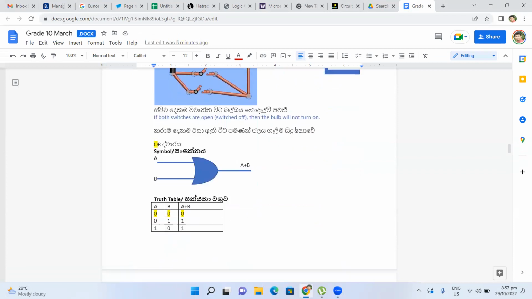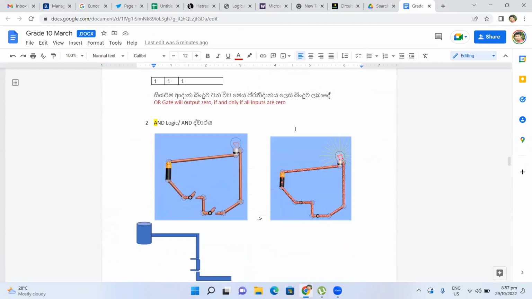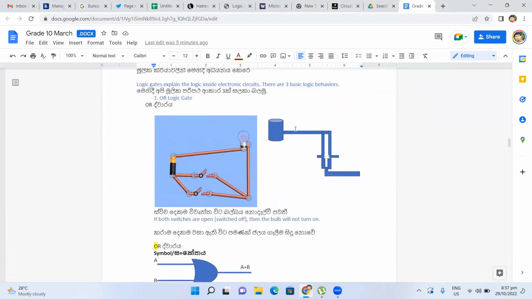Okay, the logic explanation is this. Here you can see two parallelly connected switches and the bulb. Similarly, parallelly connected valves and the pipe. So in order to get water, you can open either this one or both, and water will come. But if both are closed, water will not come. That is the nature.